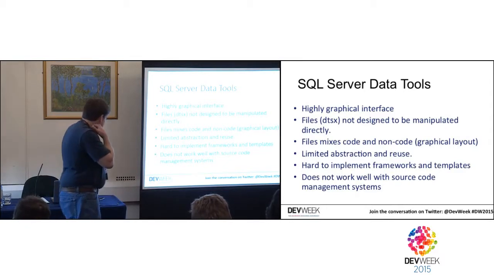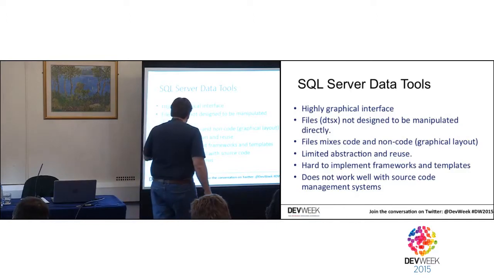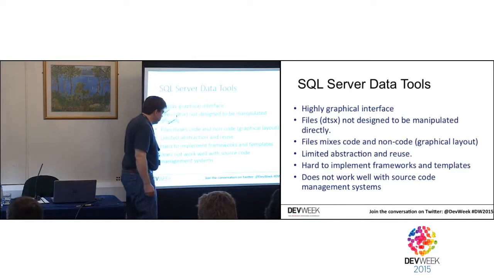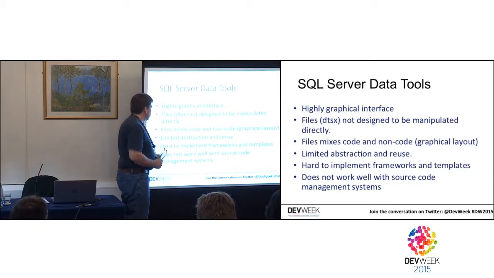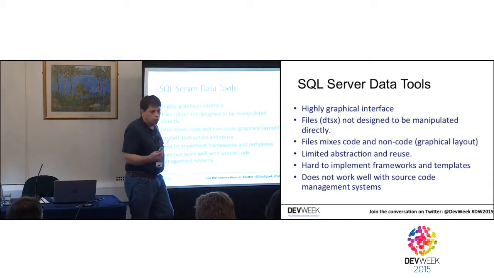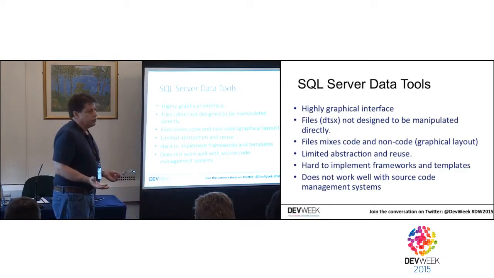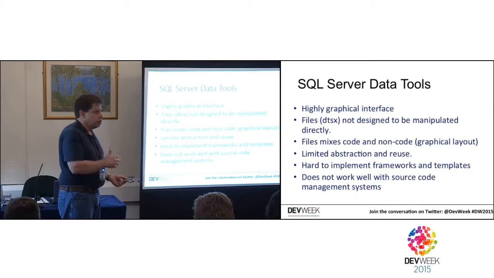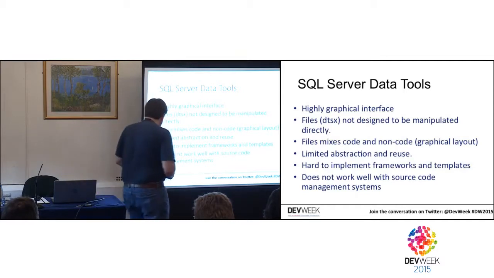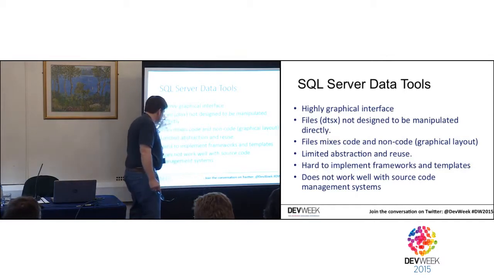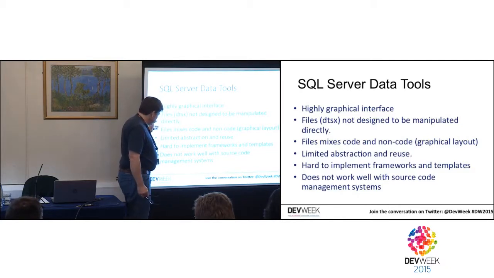Some of the things that I don't like about SQL Server's tooling: it's a highly graphical interface, so it's great for creating one-offs. But most of the stuff we do is the same thing over and over and over again. You load one dimension, one dimension type, and you've loaded 1,000. So why can't we speed this up and drive this through metadata and that kind of thing? The files are DTSX files.